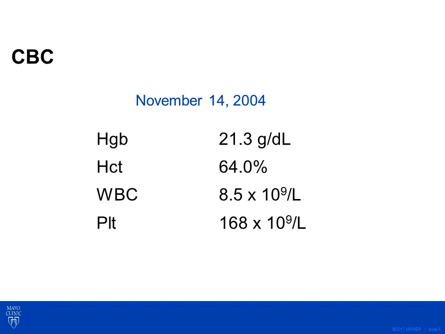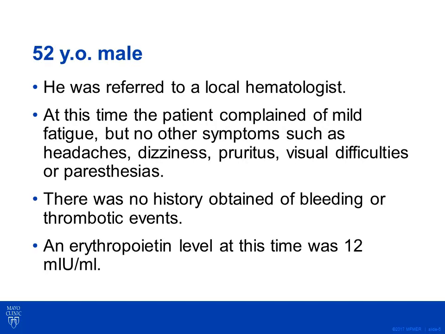And here is part of that CBC. And you can see that his hemoglobin and his hematocrit are very high for his age. And his white blood count and platelets, however, are within normal limits. He was referred to a local hematologist because of these CBC results. And at this time, the patient complained of mild fatigue, but no other symptoms, such as headaches, dizziness, pruritus, visual difficulties, or paresthesias. There was no history obtained of a bleeding or thrombotic event. And erythropoietin at this time was 12, which the lab that performed this is within their normal range.